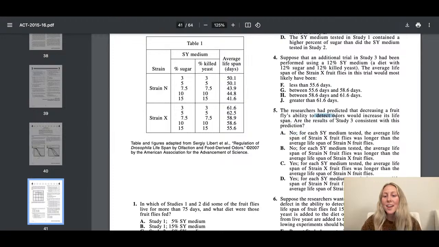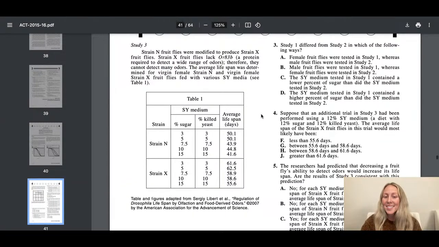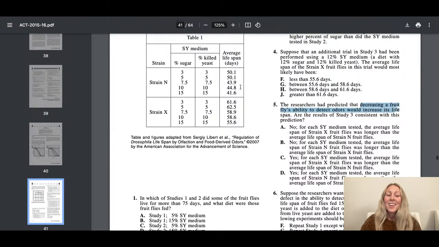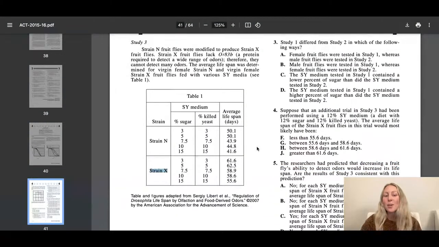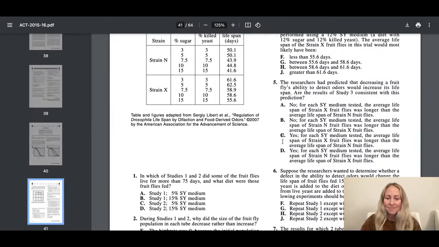They want a defect in the ability to detect odors. Which strain is that? They'll have to tell us. It says strain N fruit flies were modified to produce strain X fruit flies. Strain X fruit flies lack OR83B, a protein required to detect odors. Therefore, they cannot detect many odors. So X cannot detect many odors. So does decreasing a fruit fly's ability to detect odors increase its lifespan? Yes, because strain X cannot detect many odors and they do in fact live longer. The correct answer is C.